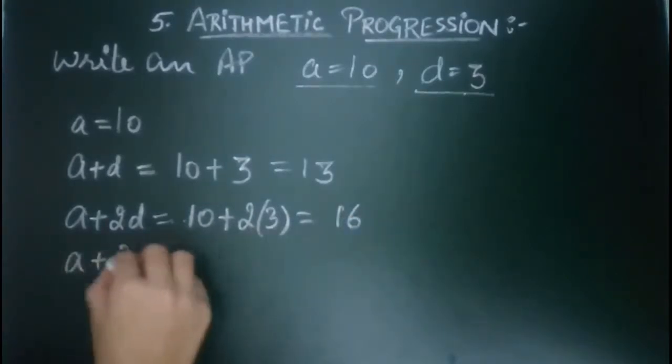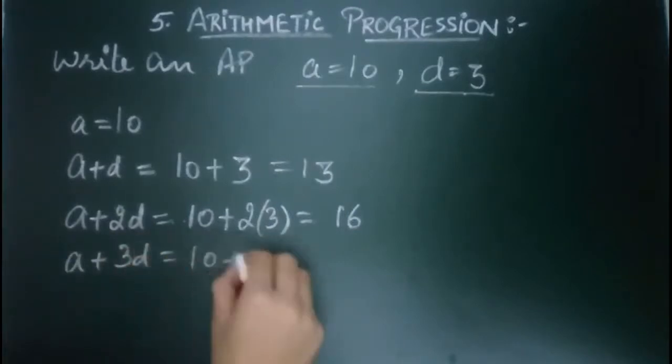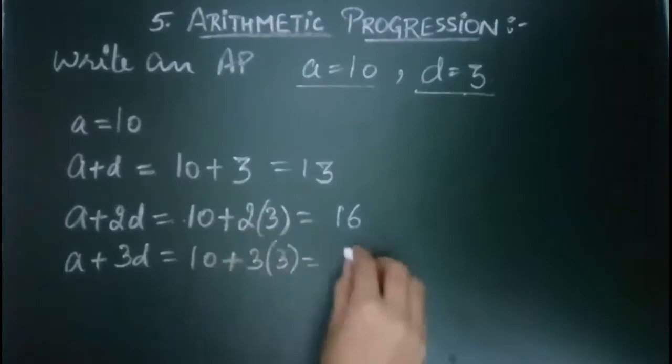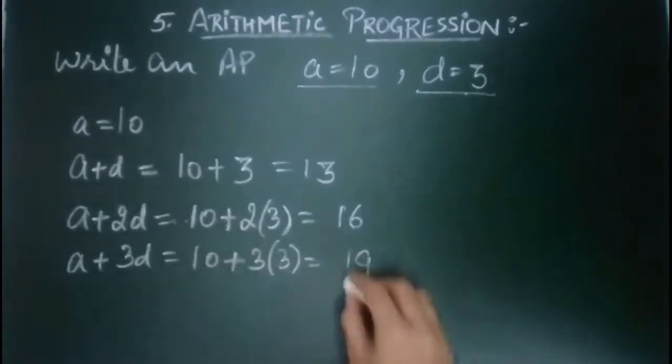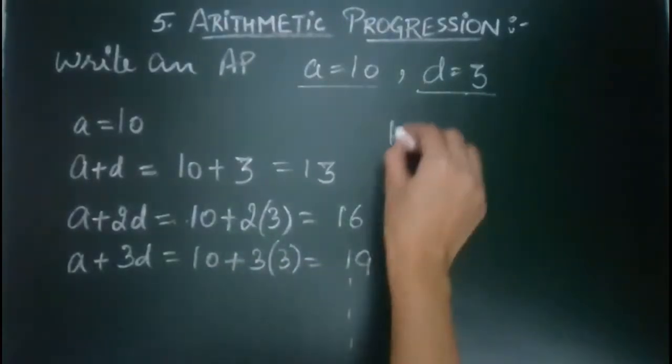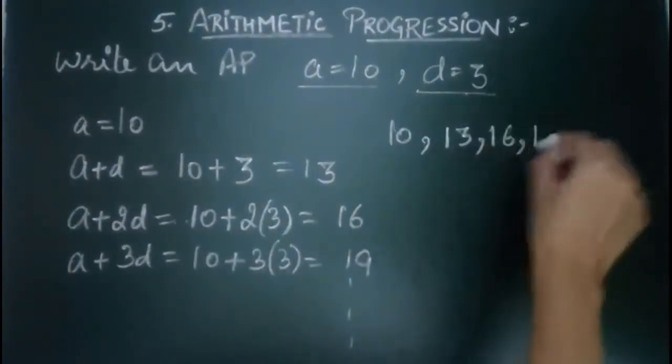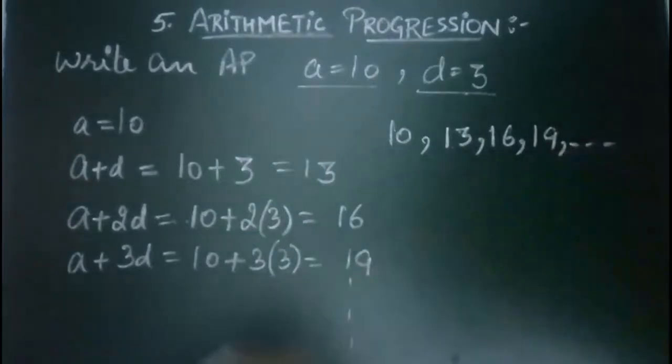The next term will be A plus 3D, that is 10 plus 3 into D, and 3 3s are 9 plus 10 will be 19. So in this way we can form an AP. It will be 10, 13, 16, 19 and so on. So in this way we can form an AP if we are given the first term and common difference.